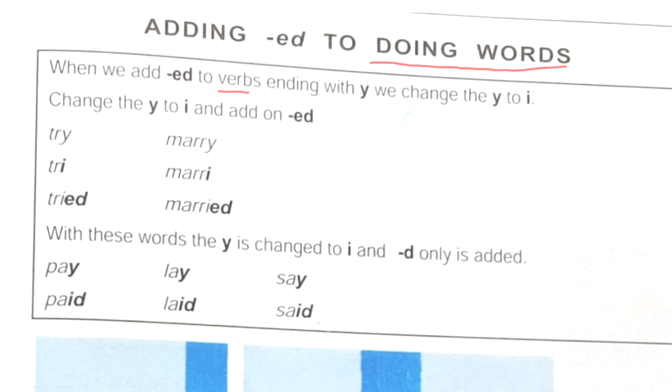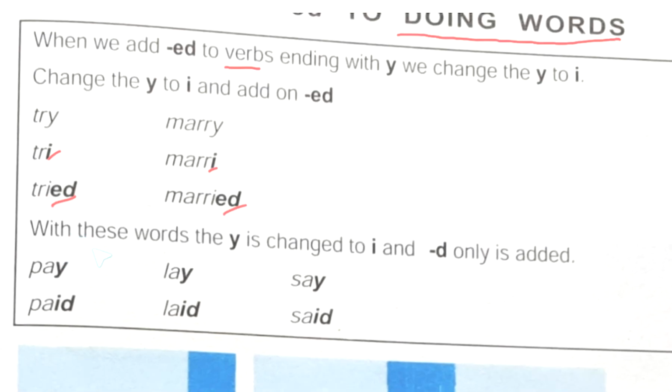ending with y, we change the y to I and add on ed. Try, marry. See, here in tries, y has become I. Then in this place we have added ed, which makes tried. Here the same thing has happened with marry. Here y was the last letter and y has become I. Then we have added ed.